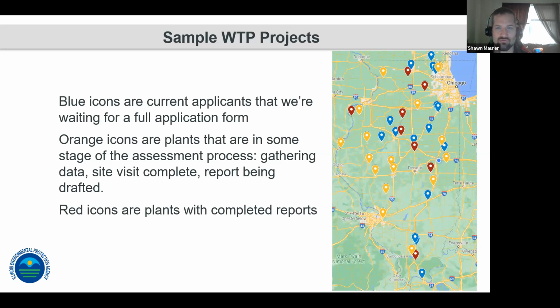Just an indication here of the kind of territory we're covering so far. The blue icons are plants that we've received applications from and we're waiting for more detailed information. The little orange, yellowish colored icons are plants that we have their information as far as a full application. We're just trying to gather some last little bits before we schedule the site visits or work with them for that purpose. And then the red icons are plants that we visited as either pilot plant facilities or plants that we've already visited this year and completed that site visit and sent the reports out to them.